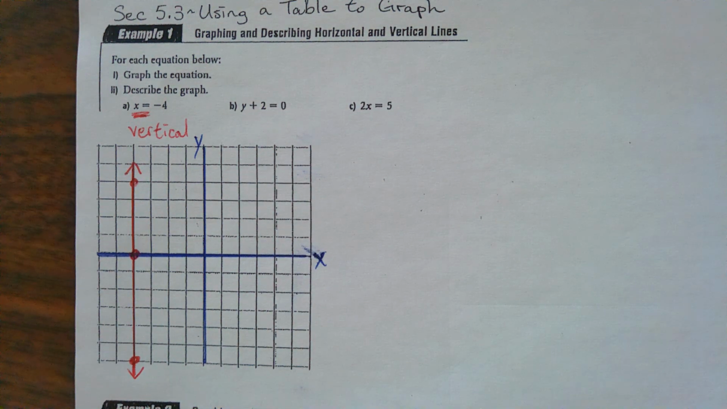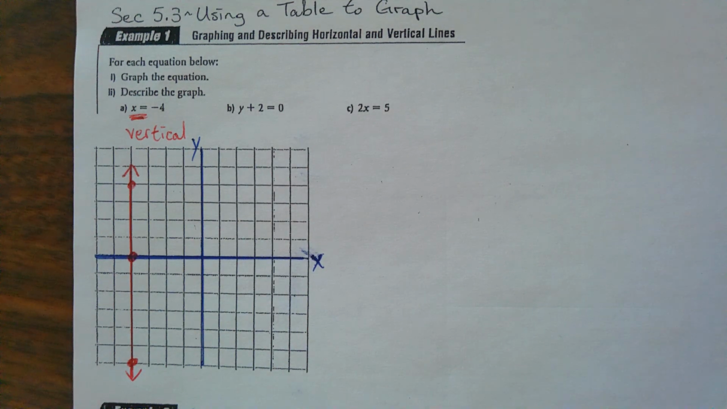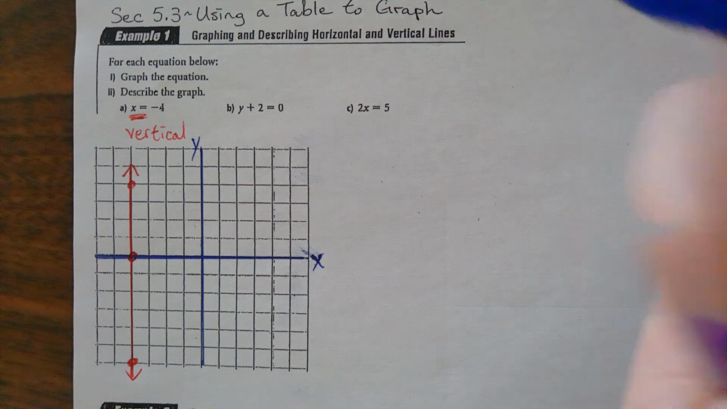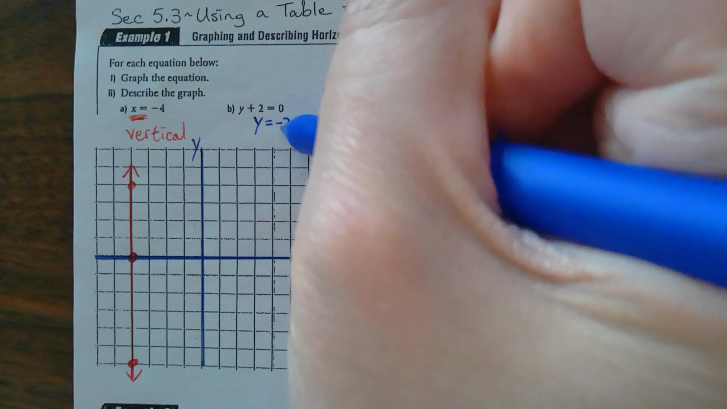Oh, I remember this. Right? So you know how we've been doing a y equals mx plus b form, which gives you a diagonal line. When you see x equals, it means it's a vertical line. What about b then? y plus 2 is 0. So what does y equal? -2. So y equals -2.